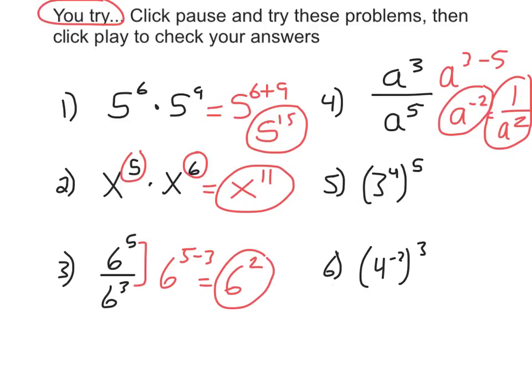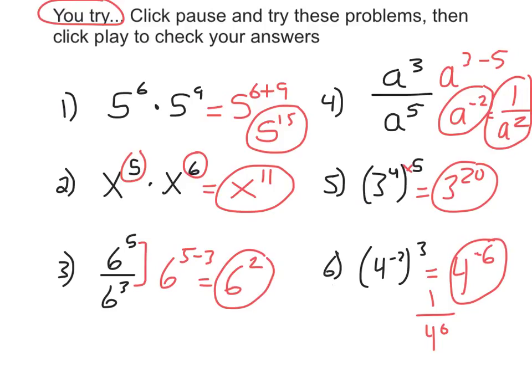Number 5, multiplying a power times a power, you leave the base the same and you multiply the powers. So this would be 3 to the 20th. Number 6, 4 to the negative 2nd power raised to the 3rd power would be 4 to the negative 6th power, or 1 over 4 to the 6th power. Either one of these answers would be good. How'd you do?